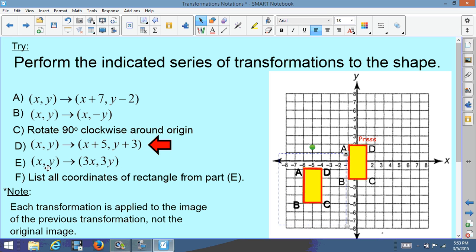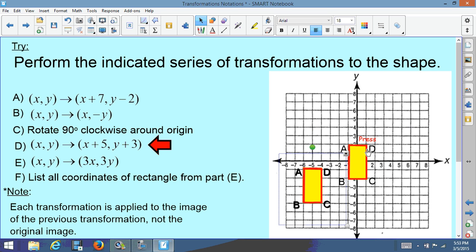All right, last one, E. Now it says X and Y, we're going to take that, and we have 3X. Well, 3X means 3 times X. And we have a 3Y, which means 3 times Y. So this means we're going to take the X coordinate, and we're going to multiply it by 3. So let's get a point again. Let's take point D again since we're up here.